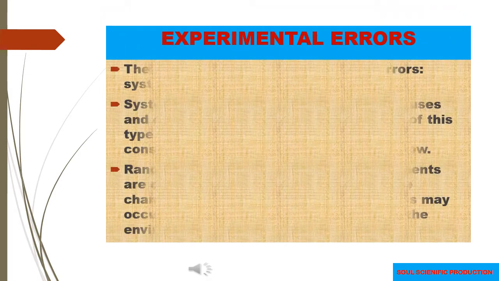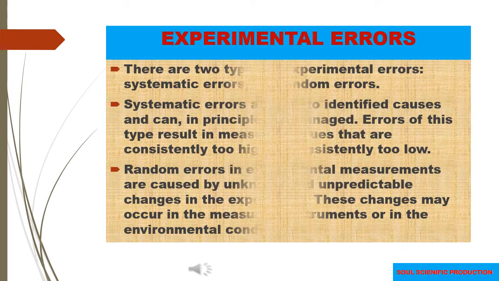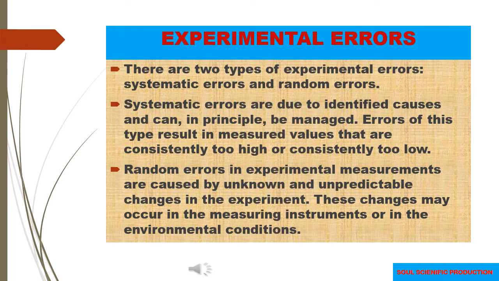There are two types of experimental errors: systematic errors and random errors. Systematic errors are due to identified causes and can, in principle, be managed. Errors of this type result in measured values that are consistently too high or consistently too low. Random errors in experimental measurements are caused by unknown and unpredictable changes in the experiment. These changes may occur in the measuring instruments or in the environmental conditions.